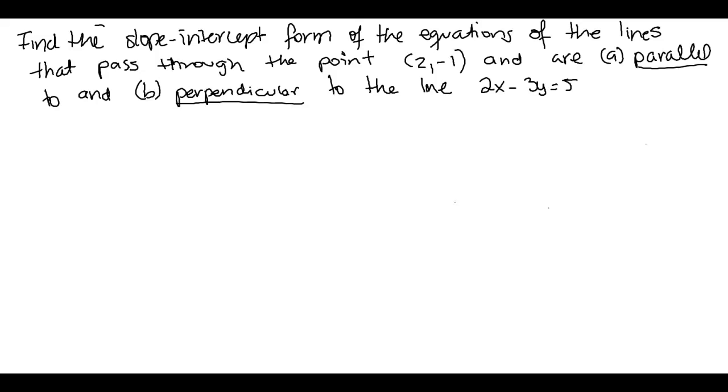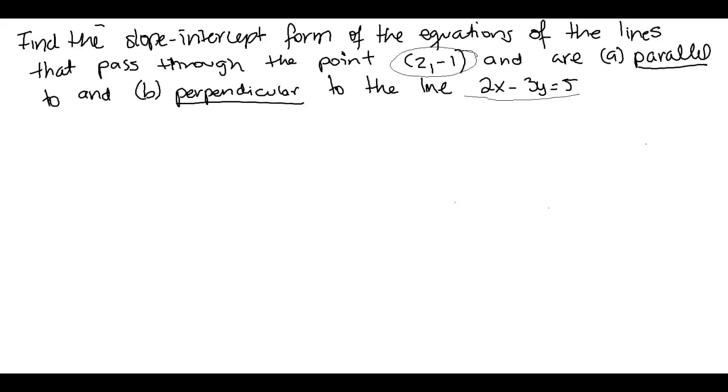In this problem, we're going to be looking at parallel and perpendicular lines. Sorry about my handwriting, but it says, find the slope-intercept form of the equations of the lines that pass through the point (2, -1). So we have a line that passes through this point right here. For part A, we have to find a line that passes through this point and is parallel to the line 2x minus 3y equals 5. And for part B, we have to find a line that passes through the point (2, -1) and is perpendicular to the line 2x minus 3y equals 5.